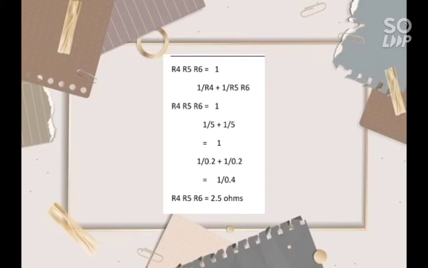We'll now divide it all again. So 1 divided by 5 is 0.2. And because both of them have the same numbers, the other one should be 0.2 also. We will now add the two, which is 0.2 plus 0.2 is equal to 0.4. Now that we added it already, we will divide again. 1 divided by 0.4 is equal to 2.5 ohms. Therefore, the total ohms of R4, R5, and R6 is 2.5 ohms.